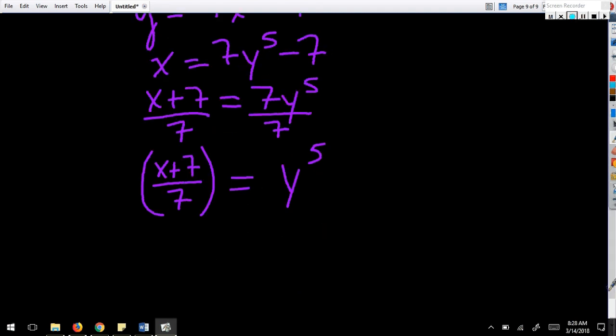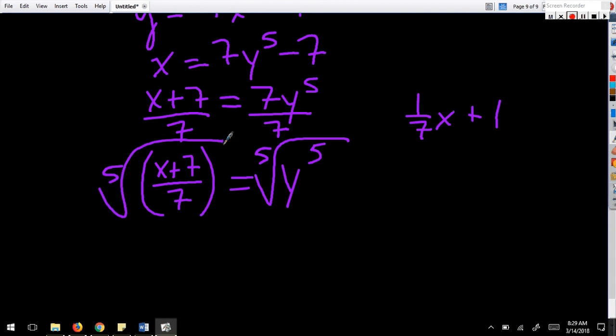Wait, so when you're doing the fraction like that, can you just do the 7 and put it at 1? Yes, but you would have to do it to both. That's what I just said. You could do 1/7 x plus 1. You just have to take it to both. That's the problem. You can't just do it to one and not the other. I just put 1. Where did the 7 go? I divided both sides by 7.